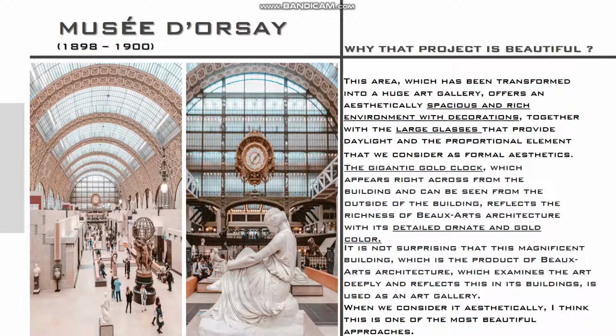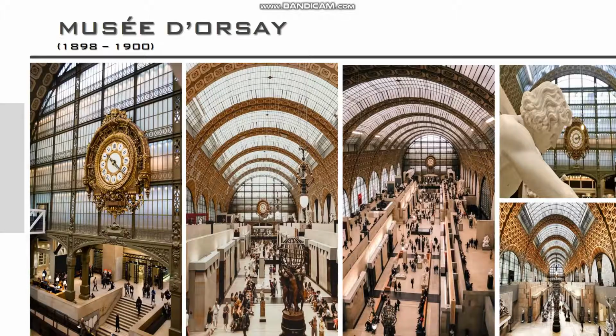decorations together with the large glasses that provide daylight and the proportional element that we consider as formal aesthetics. The gigantic gold clock reflects the richness of Beaux Arts architecture with its detail, ornate, and gold color. It is not surprising that this magnificent building, which is the product of Beaux Arts architecture, which examines the art deeply and reflects this in its buildings, is used as an art gallery. When we consider it aesthetically, I think this is one of the most beautiful approaches.